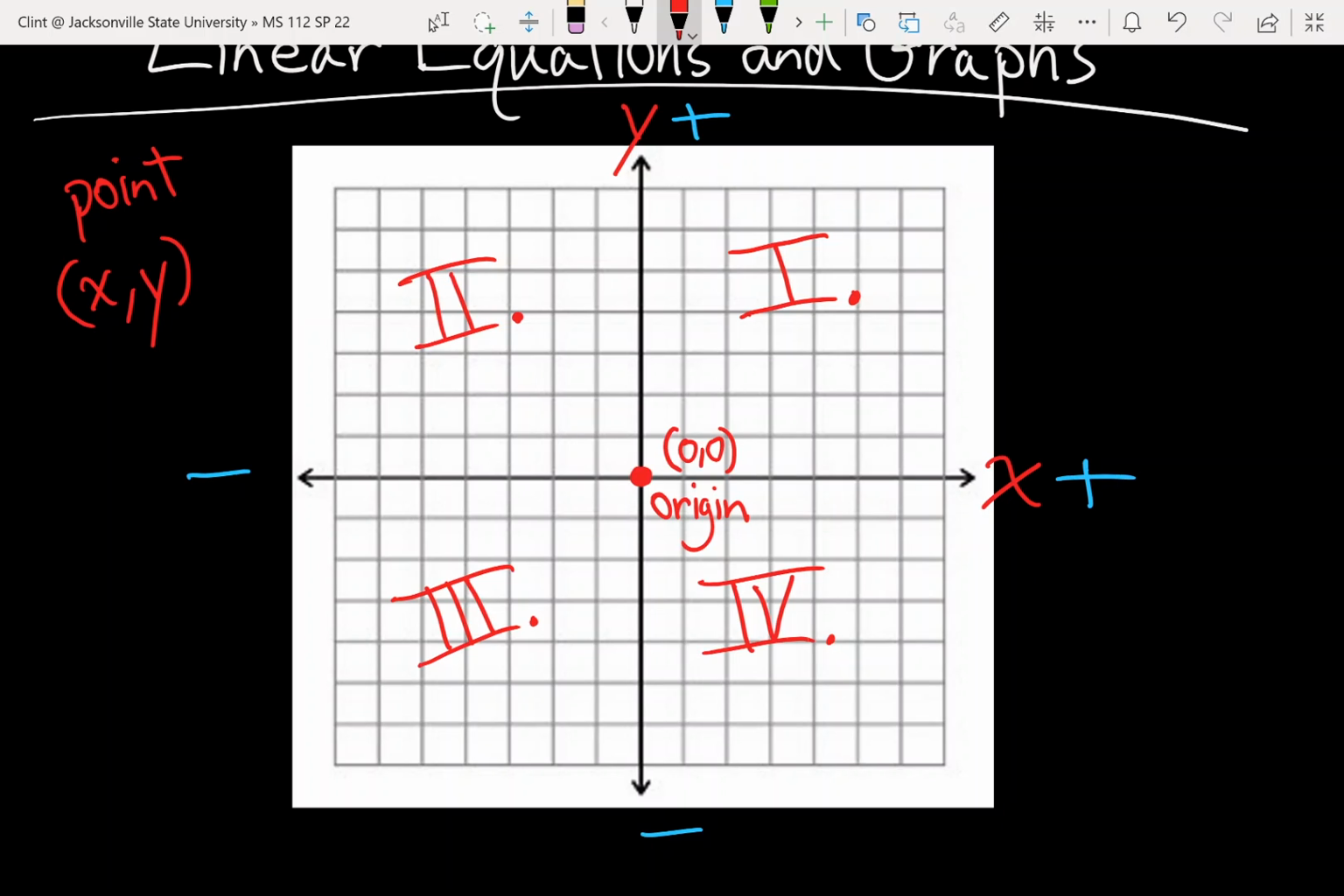So if we have a positive x coordinate and a positive y coordinate, maybe we start at the origin and go to the right 3 and up 2. That would give us the point 3, 2. Since our x and our y coordinate are positive, we would know that we're in quadrant 1. Quadrant 1, we're always going to have positive x and positive y.